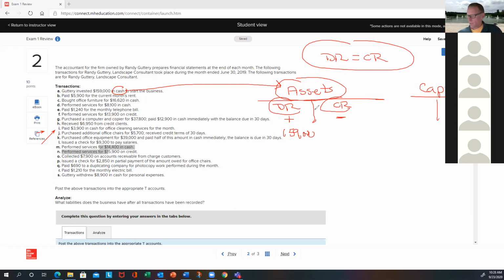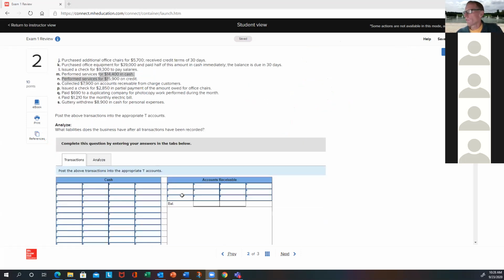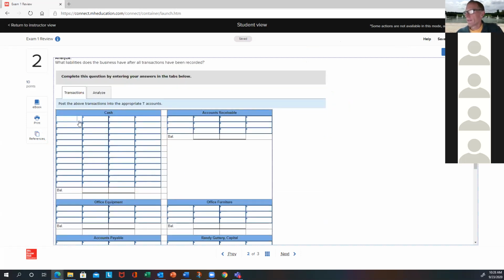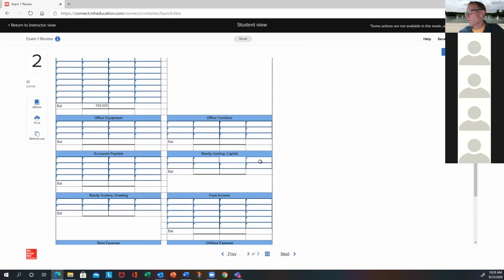Okay. So going forward on this problem, if we go down, notice we got our T accounts. I would just click this as transaction A. We'd say 159, there's your debit to cash. And then I'm going to find capital. Again, this is transaction A. And then there's my credit to capital.